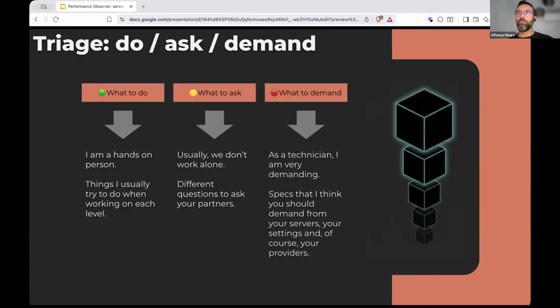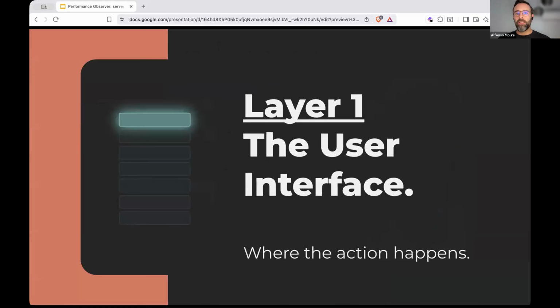I prefer to try to stay in control of what I am doing. So when we move forward with this presentation, you're going to see that I always focus at the beginning with the do. Okay, so layer 1, the surface.